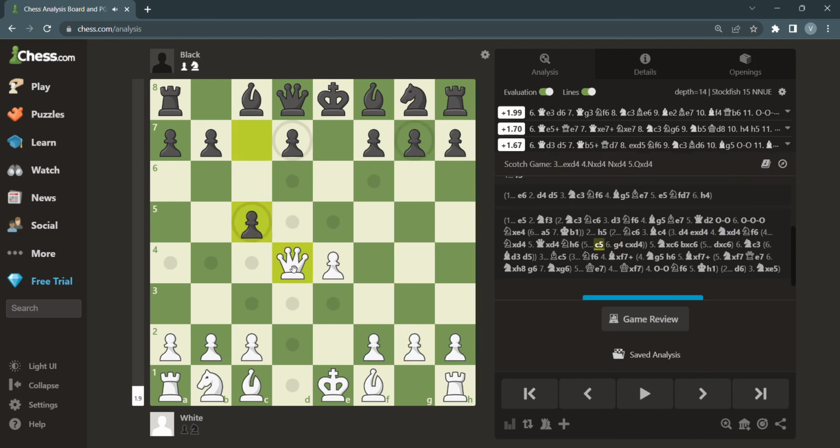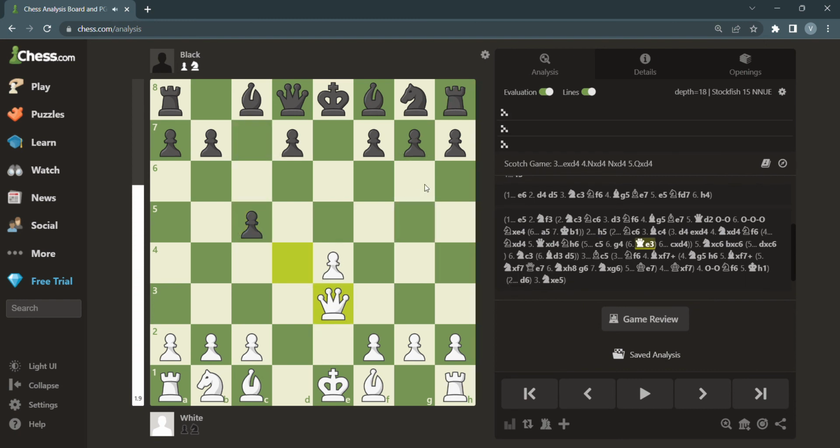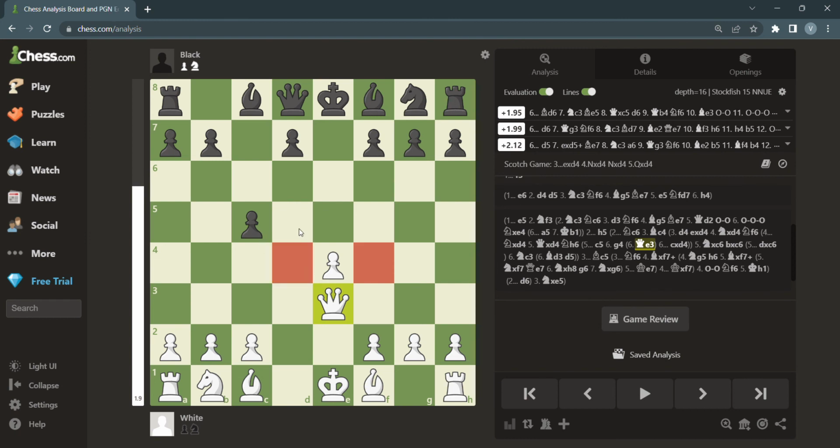So here, if they play something like this, you would actually just move back. And remember, this pawn basically creates a hole. Yeah, I'm not gonna teach that. I'm still learning about that.